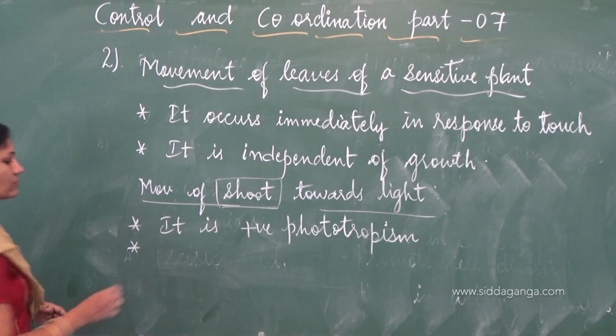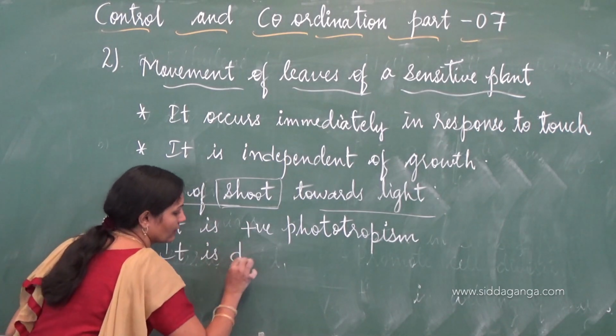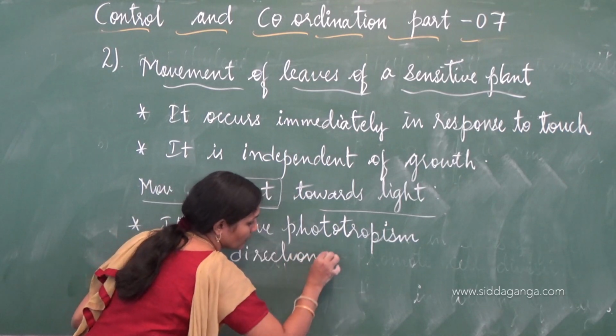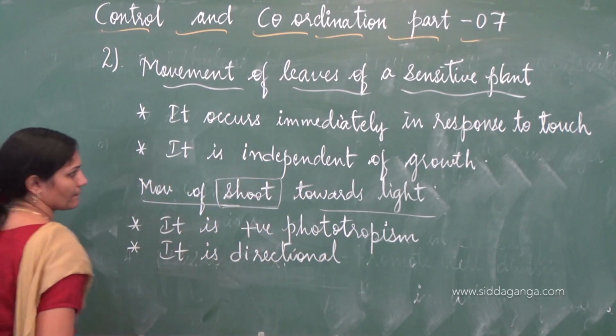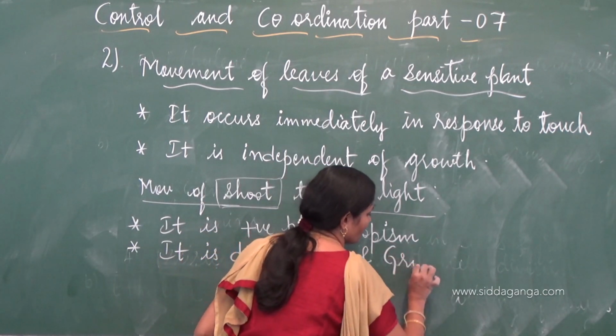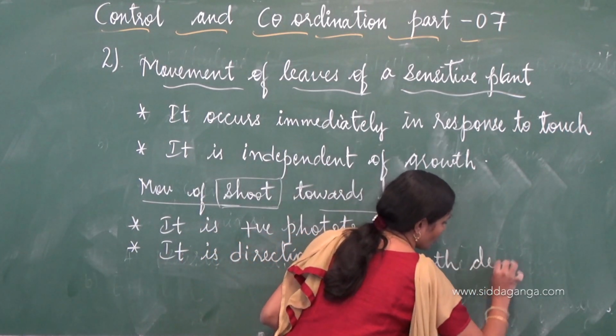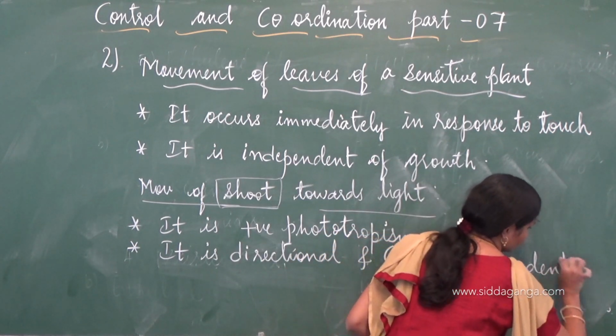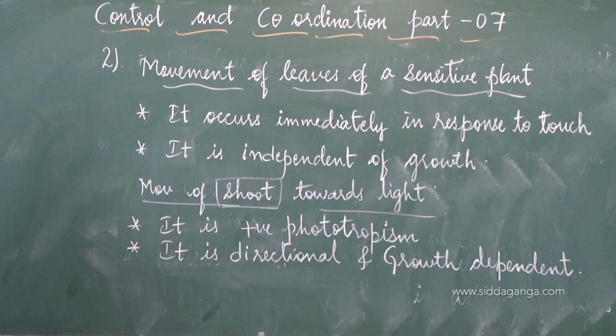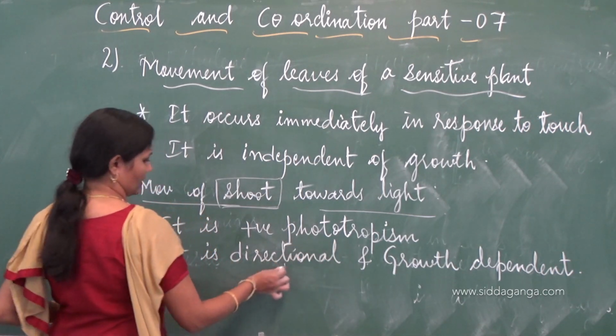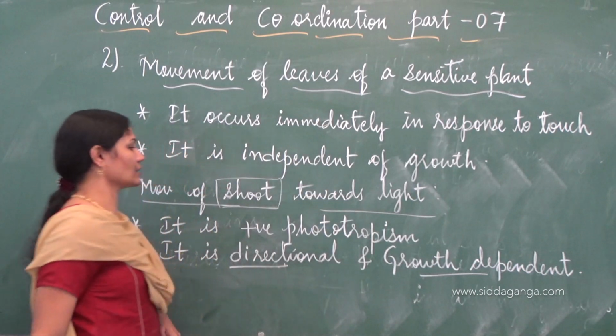It is directional. And another important point is, it is growth dependent. It is directional and growth dependent. And also you can quote another point, it does not occur immediately. The response is not immediate. In this case, the plants respond slowly by growing in a particular direction. Positive phototropism is directional and growth dependent. These are the points you can quote.